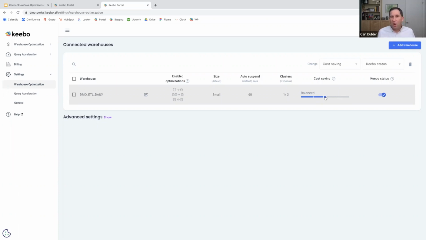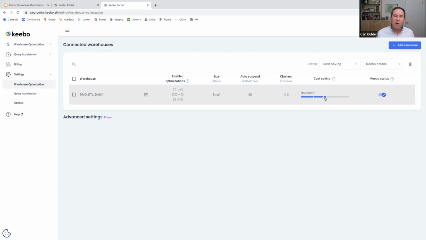That's usually what people want, right? Save me as much money as I can, but I don't want users complaining. Okay, so that is that middle section right there. But there may be, because this is a warehouse by warehouse setting, you're not setting this for the entire Snowflake account. This is per warehouse.